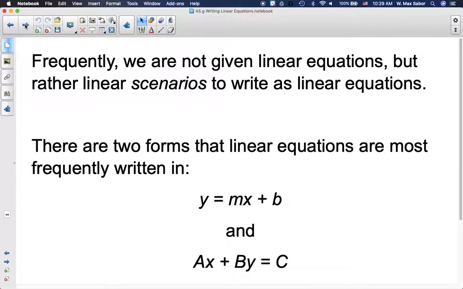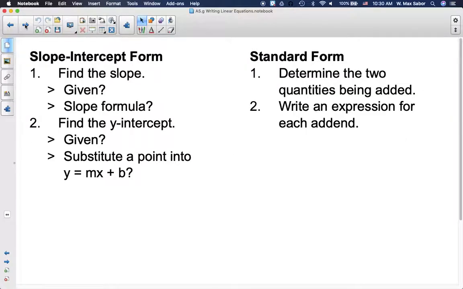There are two forms that linear equations are most frequently written in: y equals mx plus b and ax plus by equals c. For slope-intercept form, y equals mx plus b, you'll find the slope, which will either be given to you or you'll have to calculate using the slope formula. And then you'll have to find the y-intercept, which will either be given to you, or you have to substitute a point into y equals mx plus b. For standard form, you'll want to determine the two quantities being added, and then write an expression for each addend.